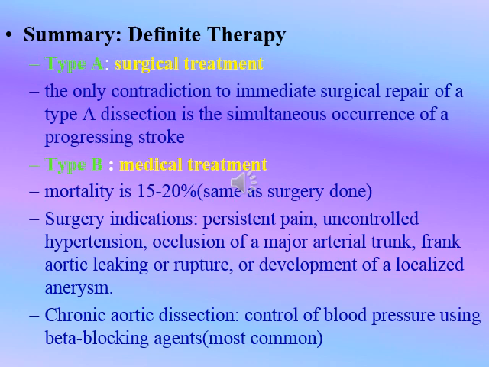طيب type B, which will start with medical treatment. هنا المورتاليتي is about 15 to 20%, and it is very similar if I start with medical treatment as compared to starting with surgery. هي هي 20% fatality if I started medical, 20% fatality if I started surgical. يعني ما يفرقش معايا في حاجة. وبالتالي يستحسن أن أنا أمشي medical الأول.